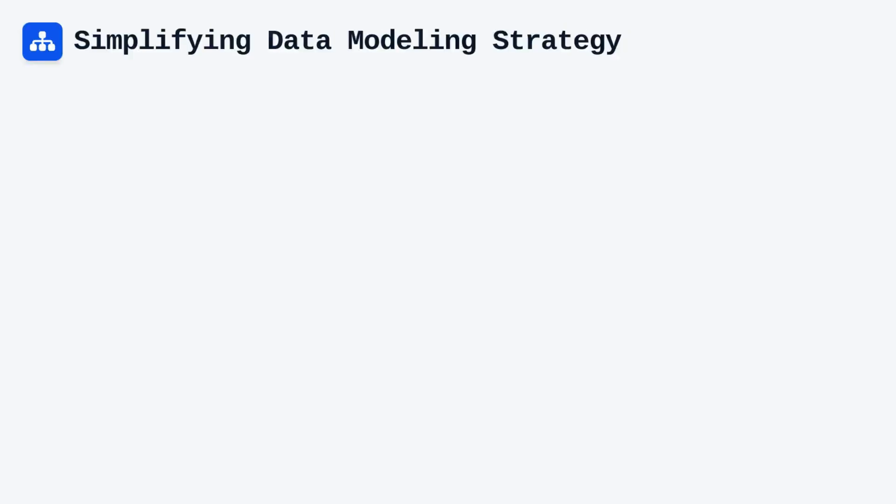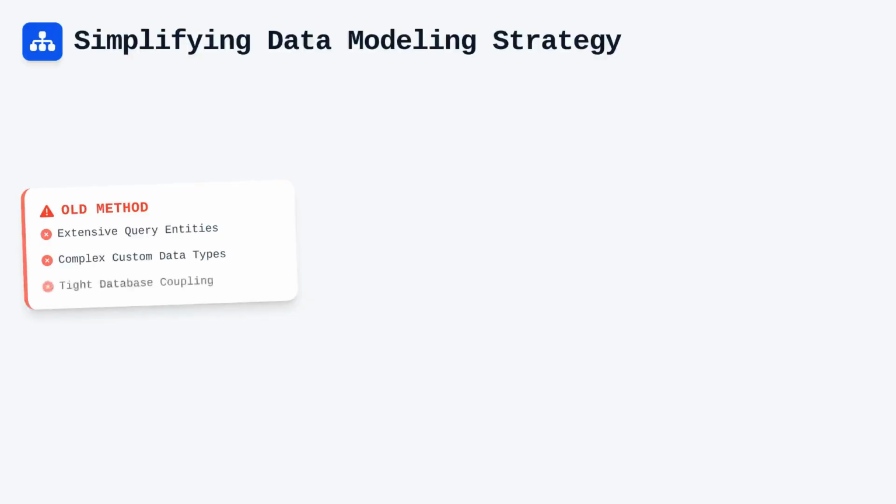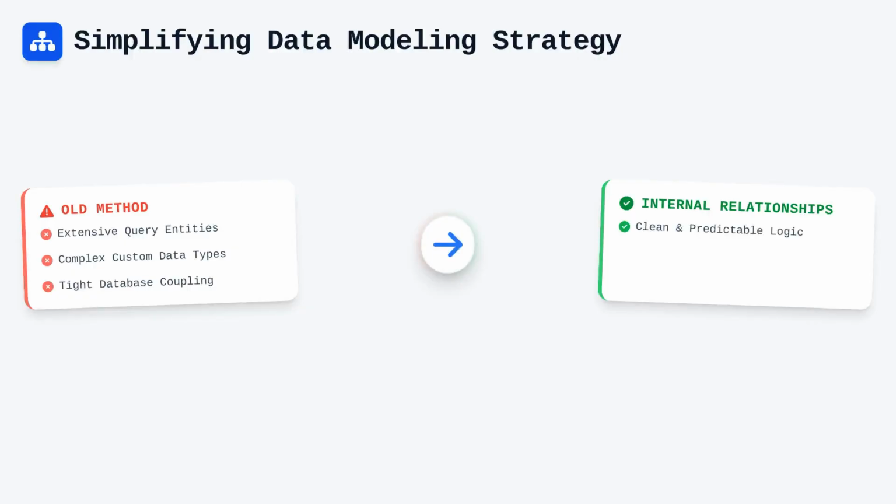The primary advantage of these configurations is the simplification of your data modeling strategy. You are no longer required to write extensive query entities or complex custom data types to bring together related information from different sources. By leveraging these internal relationships, you treat your record types as the primary interface for your business objects, which keeps your logic clean and predictable.